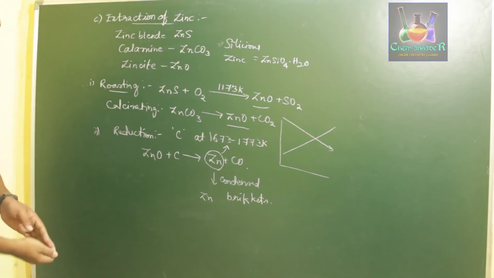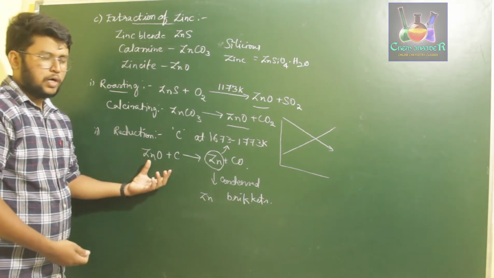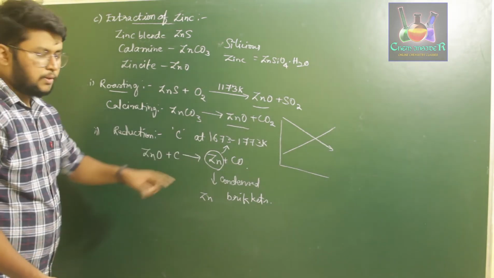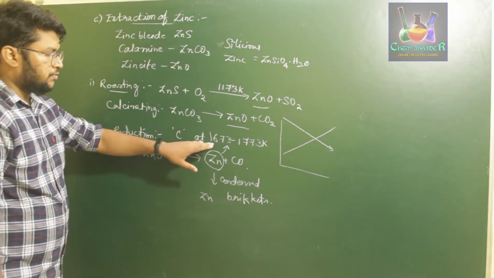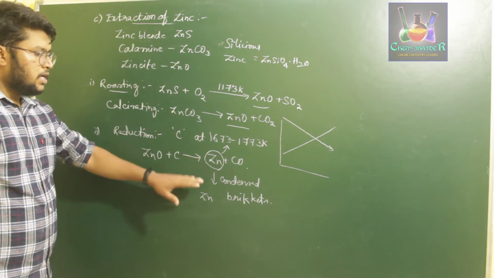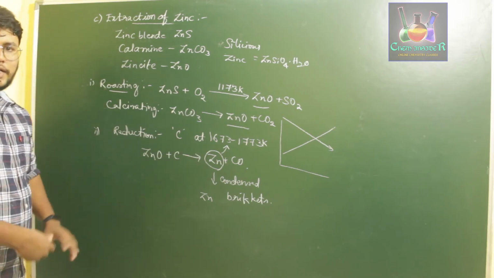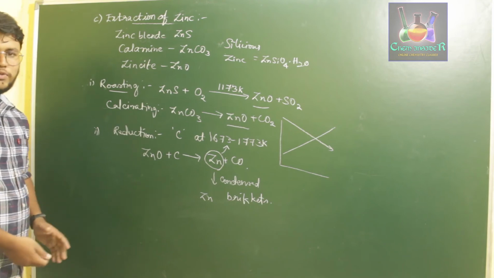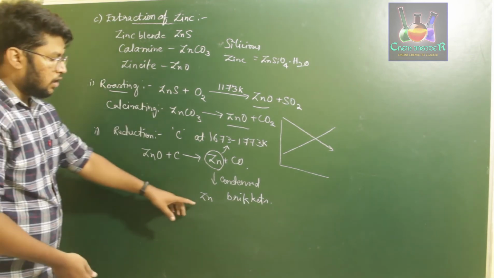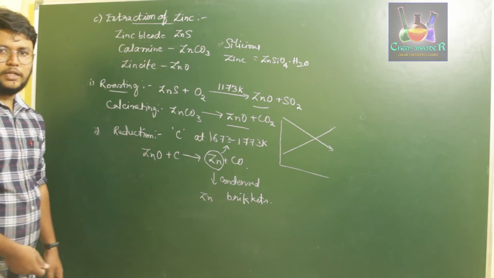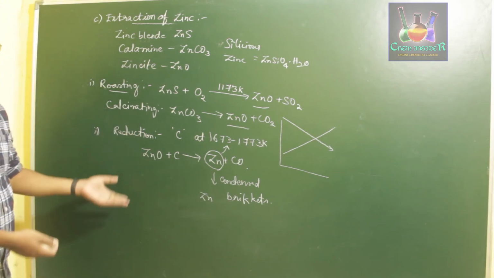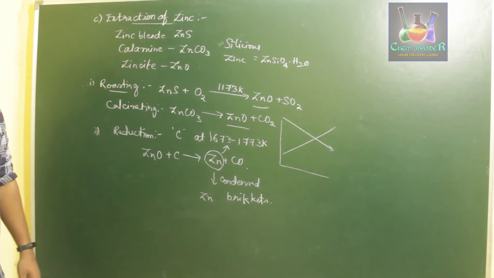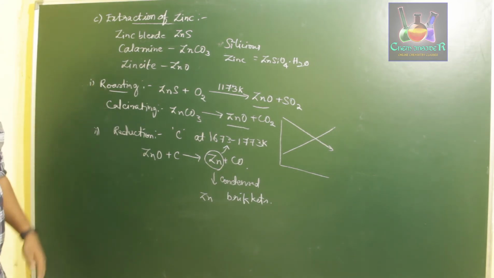Zinc oxide, treated with carbon or coke at a temperature of 1673 Kelvin, gets reduced to zinc, and at this temperature zinc becomes volatile and gets vaporized. This zinc vapor is then condensed using chillers and converted into zinc metal, called briquettes, which is later further refined by zone refining or other methods. Okay, this is about the extraction of zinc.